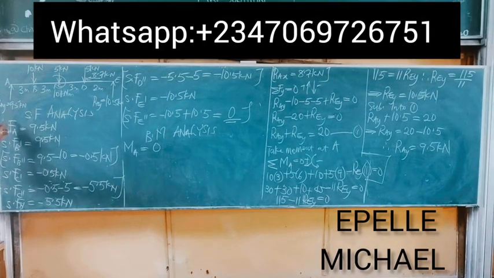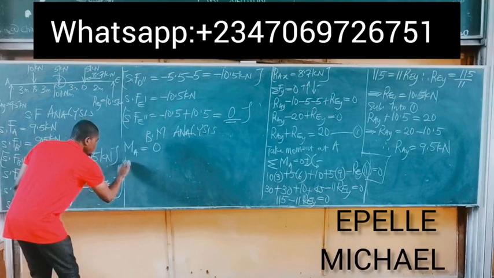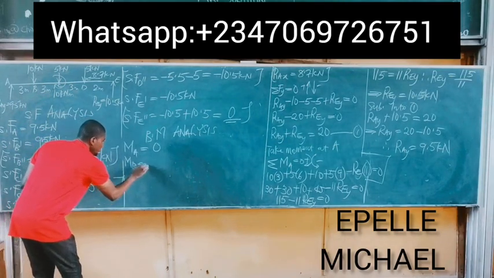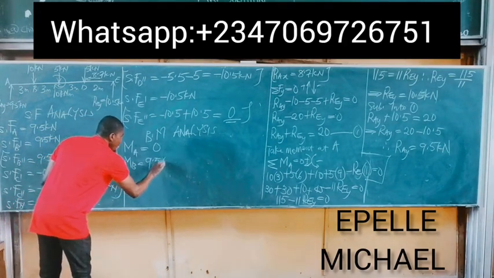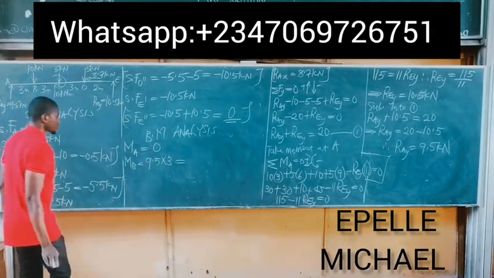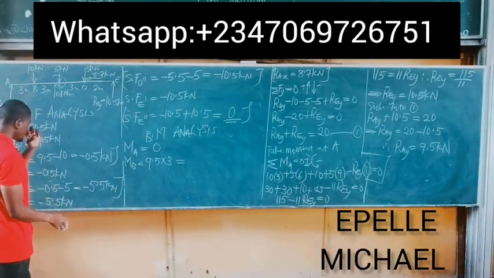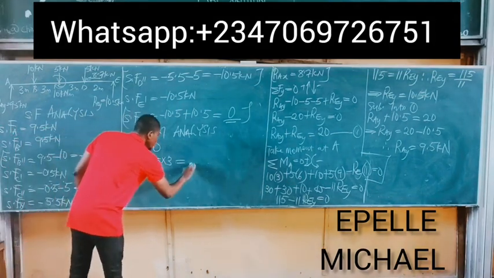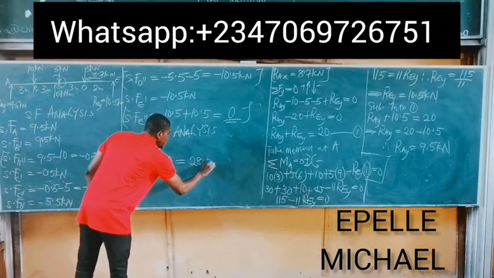And since this force is an upward force, the moment of this force about point B will also be positive. And the moment is simply force times the distance it takes that force to get to point B. That distance is given as 3 meters. Therefore, moment at point B is simply 9.5 multiplied by 3. This is equal to 28.5.